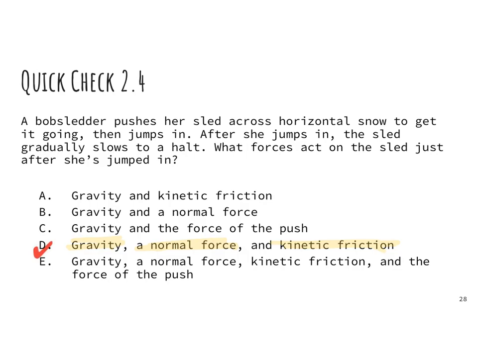So with those three things, we ask ourselves, is there a fourth one? And in letter E, it says the force of the push. But we're looking at after she's jumped in. So she has motion, she has a direction of motion, let's say to the right, and friction is acting to the left. It's opposing her motion, but there is no force actually of the push. So this is actually not right, and D is the correct answer.